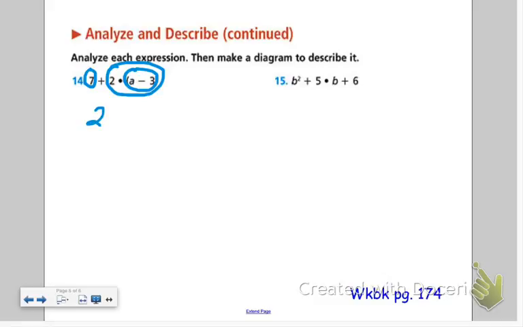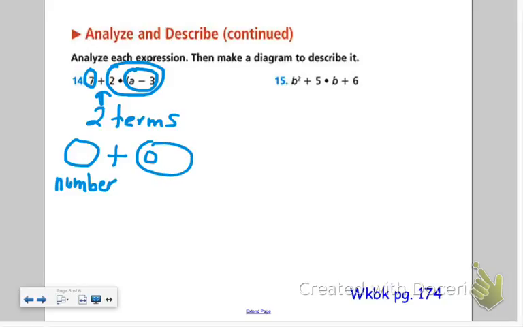I've got 2 terms here. These 2 terms are being separated by an addition sign. The first term is basically a number. That's it, just a number. The second term is a product because I'm doing 2 times the difference of a and 3. So my diagram would look like this: a number plus a product.